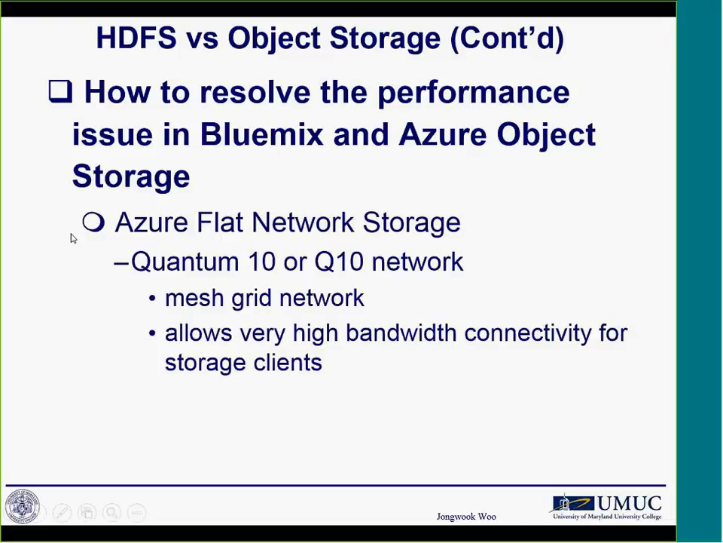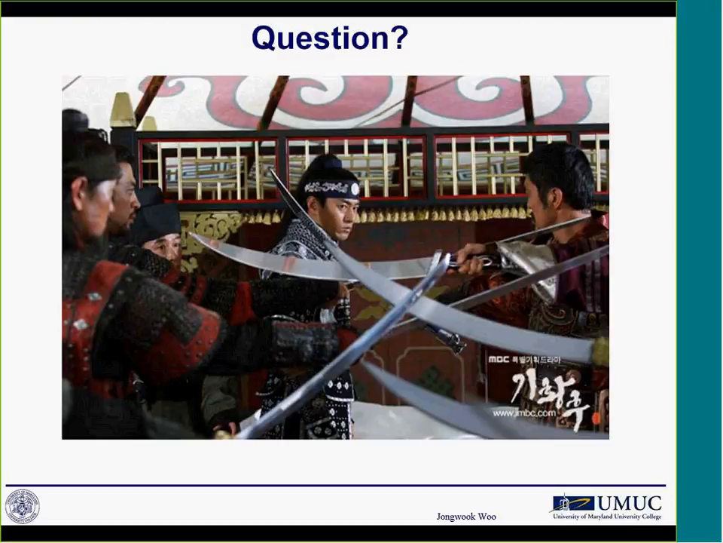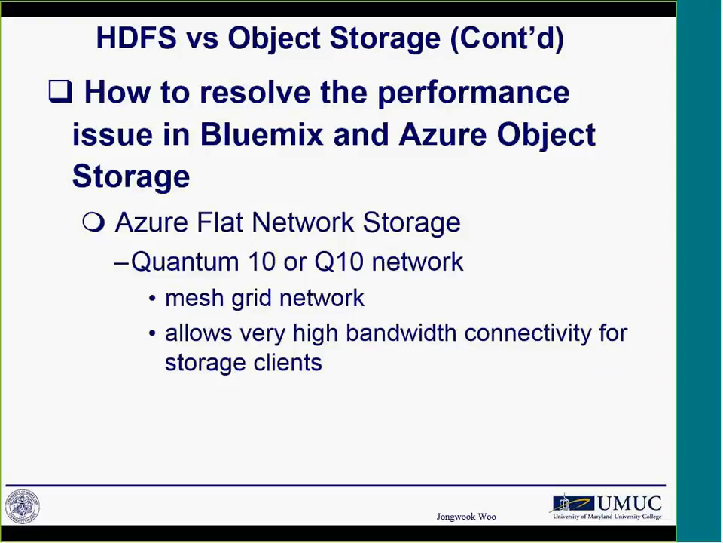Okay. So Azure provides flat network storage that is also called a Quantum 10 or Q10 network, based on a mesh grid network, and it has very, very high bandwidth connectivity. Okay. So this is the overview of Spark, object storage and cloud computing.